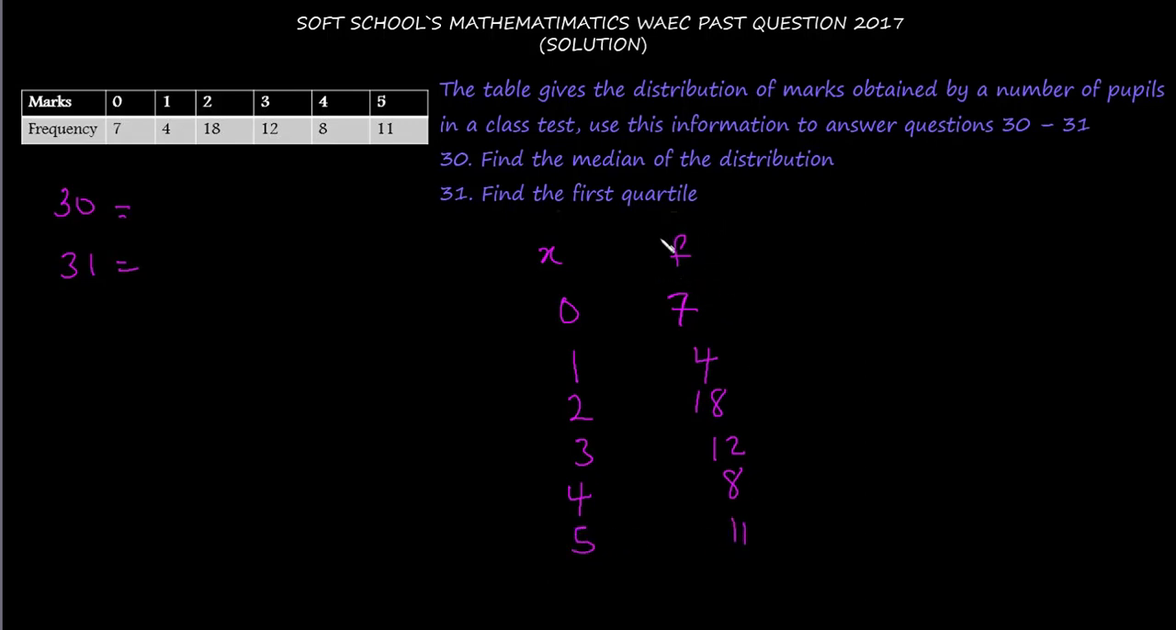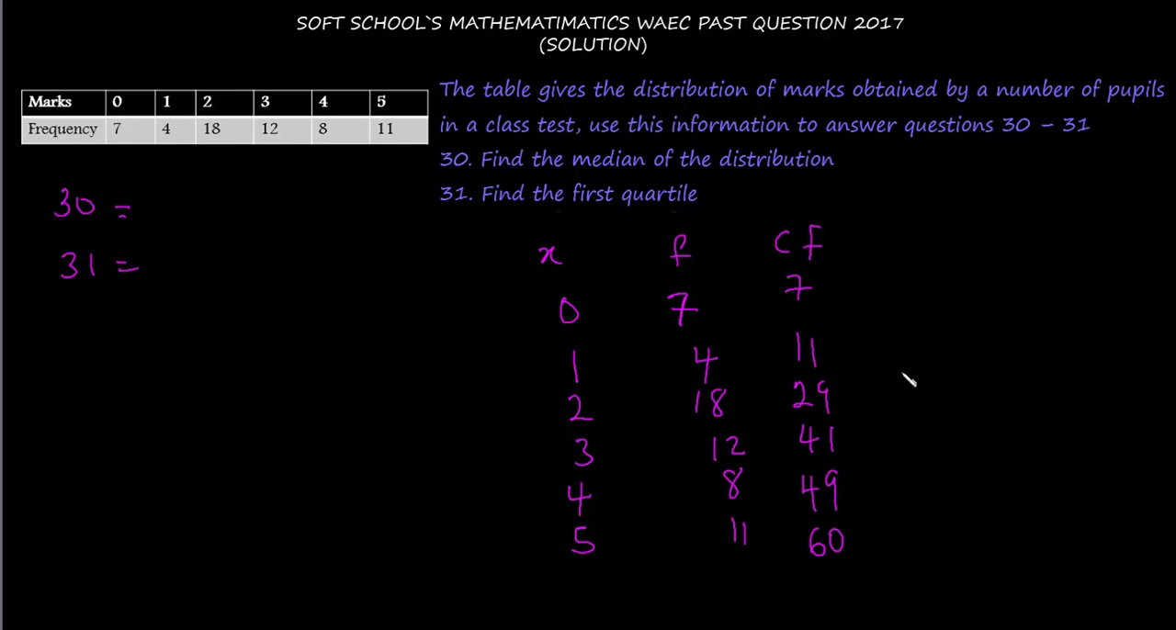So first we need to find what we call our cumulative frequency. So you are right, 7 plus 4 is what? 11. 11 plus 18 is what? 29. 29 plus 12 is 41. 41 plus 8 is 49. 49 plus 11 is what?